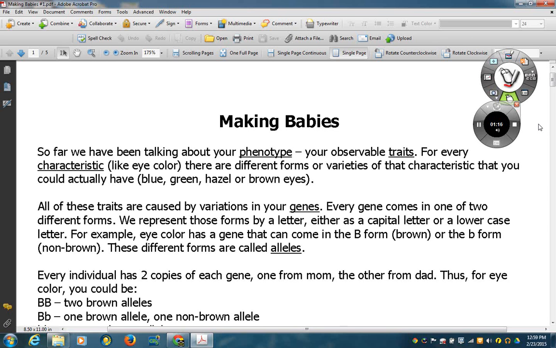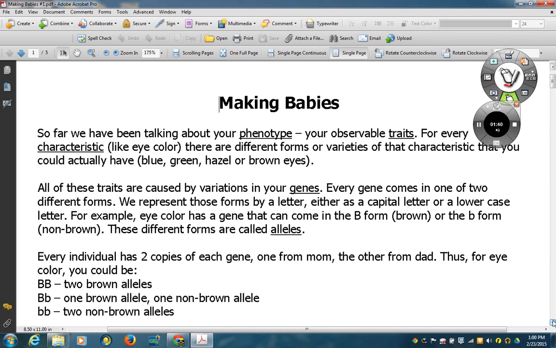Remember, alleles are just genes. It's basically the same letter. There's just different forms of that letter. So if it's a B, it's either capital or lowercase. They both represent the eye color. So they're both eye color genes, but they're alleles because they are different forms of the same type of gene. Let's continue.